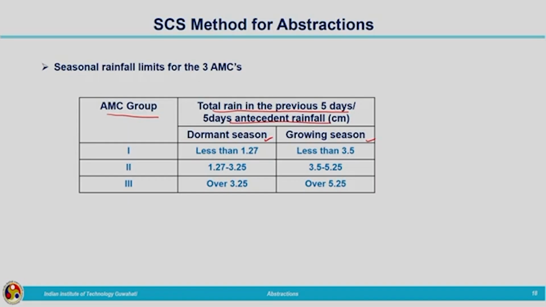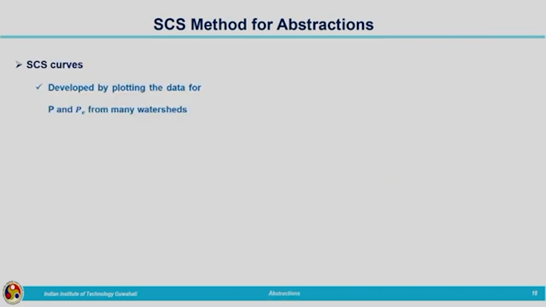So, corresponding to AMC1, the 5-day rainfall, previous 5 days rainfall, if it is dormant season, it should be less than 1.27. If it is between 1.27 and 3.25, it is AMC group 2. If it is over 3.25, it is AMC group 3. So, that way for growing season also the rainfall is defined. SES curves have been developed by plotting the data for total precipitation and the excess precipitation from so many watersheds.